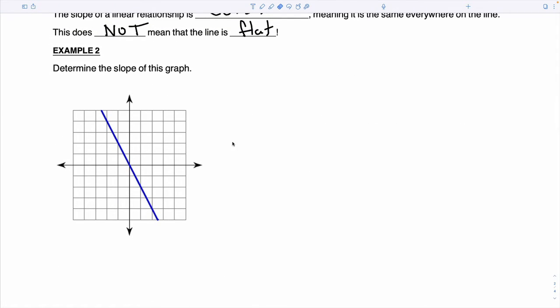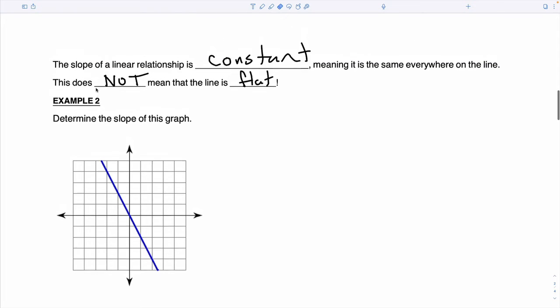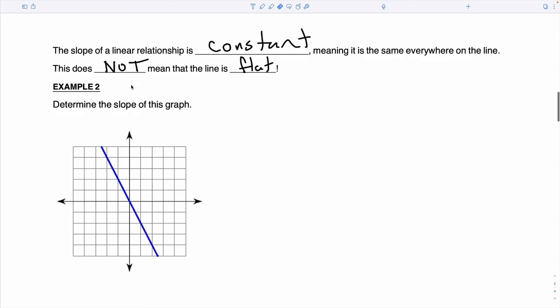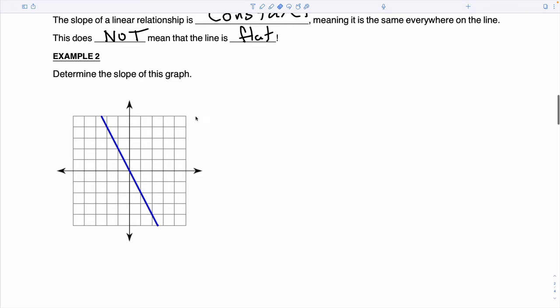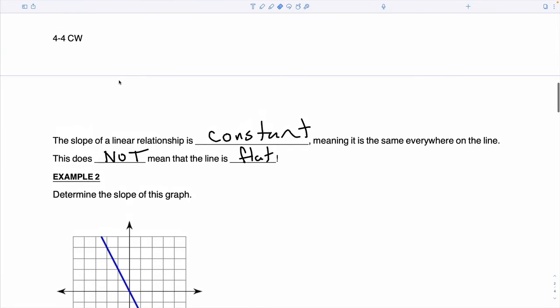Next one. This one looks weird. Compare example 1 with example 2. There's a few differences. Some are obvious. Others are a little bit more hidden. Turn and talk to your partner. What is one difference you see from example 1 to example 2? Go.